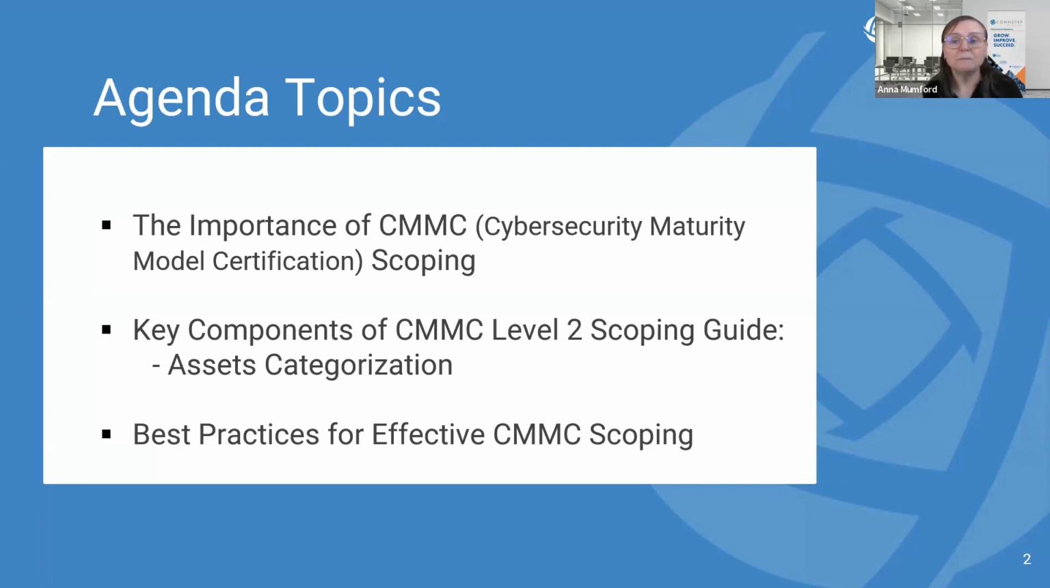The topics we will be discussing today are what scoping is about, and more importantly, why it matters. We will provide you with a comprehensive guide on the key components and details of a CMMC scoping guide, equipping you with the knowledge to navigate the scoping process effectively. We will also give you some practical tips for identifying and managing your scope, as well as leveraging the CMMC scoping guide to minimize your certification burden.